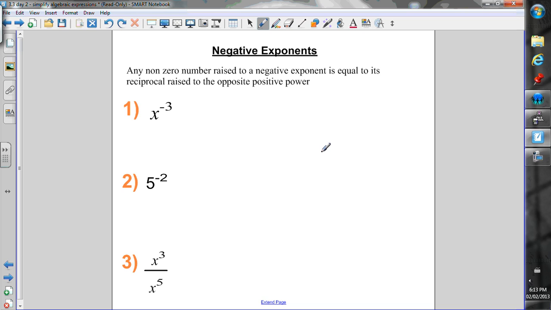Okay, so let's quickly do a couple examples with that. Like I just said, any non-zero number raised to a negative exponent is equal to its reciprocal raised to the opposite positive power. So if I have x to the negative 3, that's equal to the reciprocal, 1 over x to the positive 3. If I have 5 to the negative 2, that's equal to the reciprocal to the positive power, so 1 over 5 to the positive 2, which I can simplify further to 1 over 25.